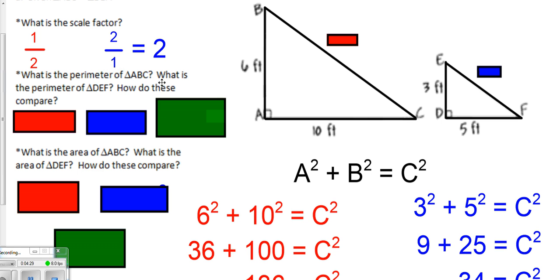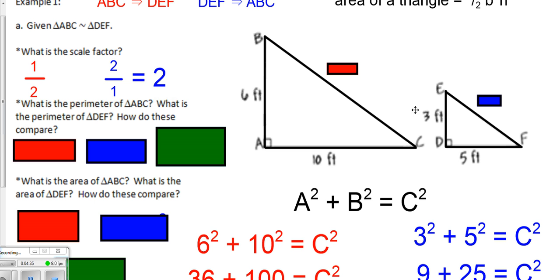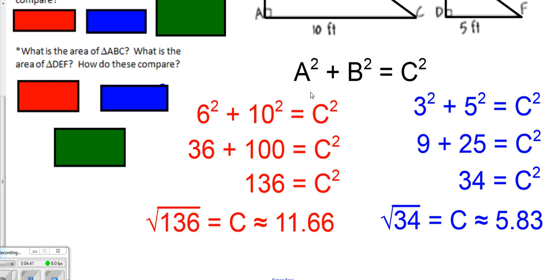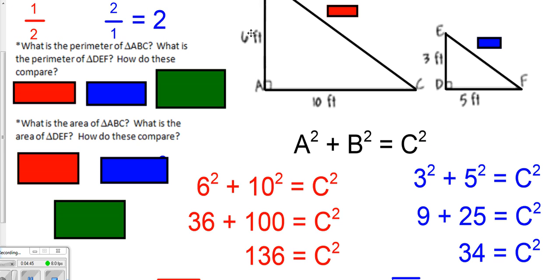What is the perimeter of ABC? What is the perimeter of DEF? And how do these compare? Well, we are missing a length on both of these. But because they're right triangles, we can use the Pythagorean theorem. a squared plus b squared equals c squared. So this one we have 6 and 10, and we're missing that hypotenuse.